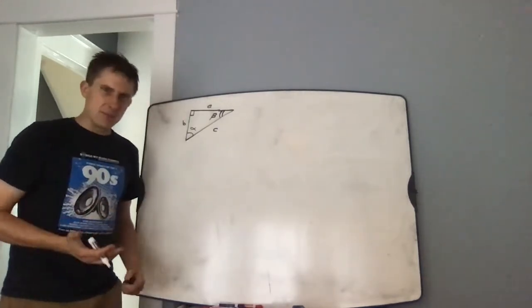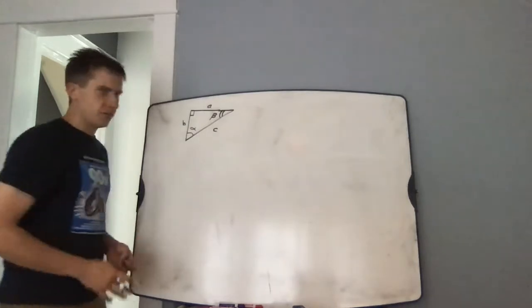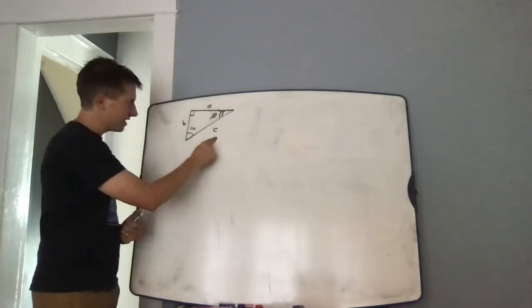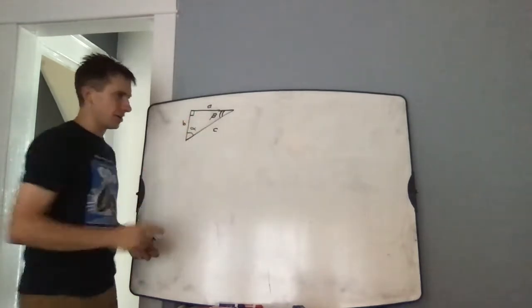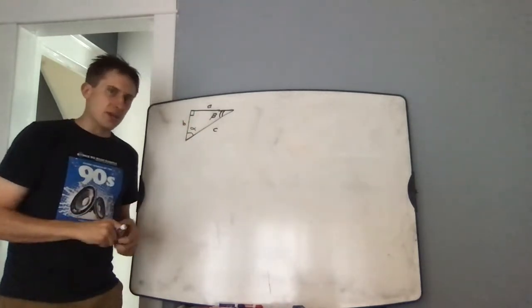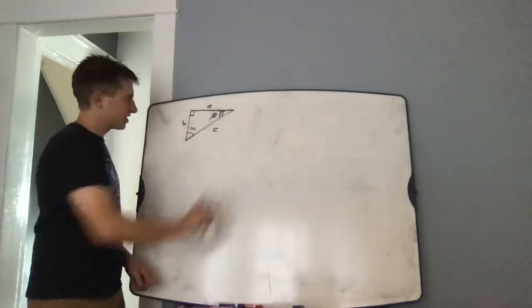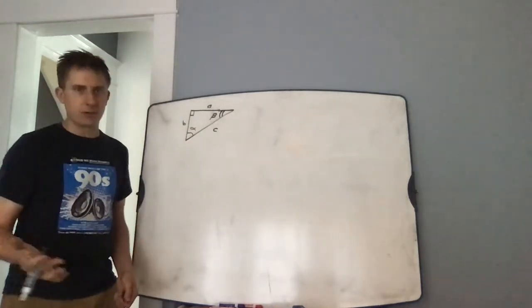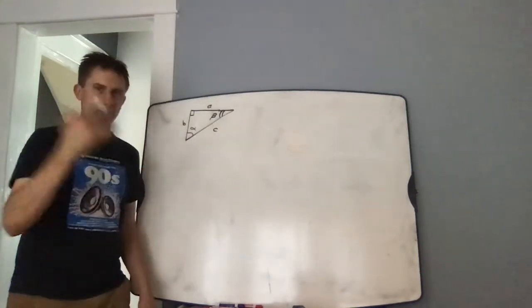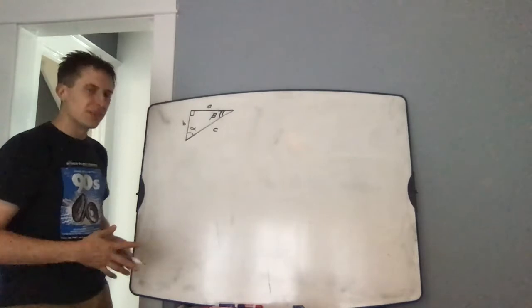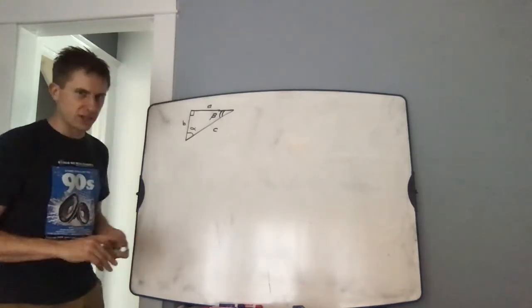Now, I claim that there are 5 pieces of information in this triangle. There's the lengths A, B, and C, and there are the angles alpha and beta. I also will claim that if I give you a numerical value for 2 of these, you could find anything else of these 5 pieces of information. And the way you do that is you use trigonometry.